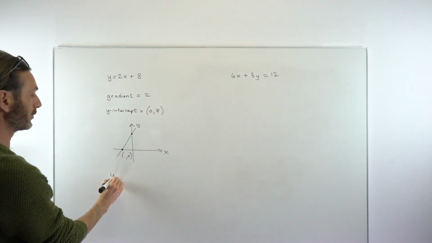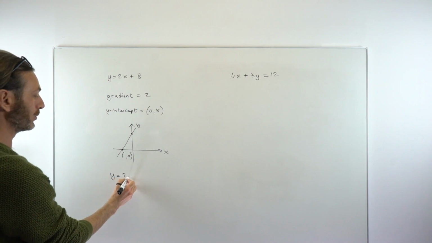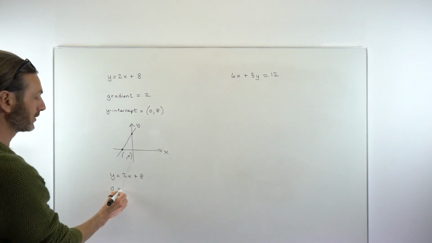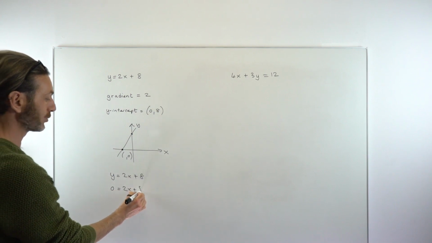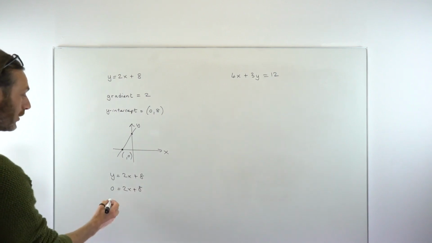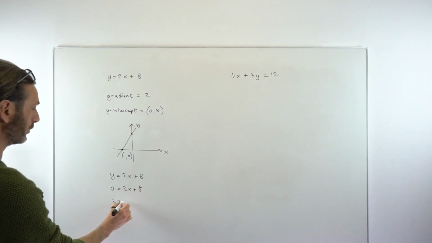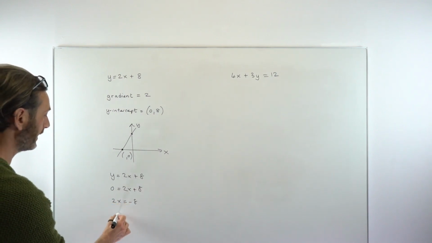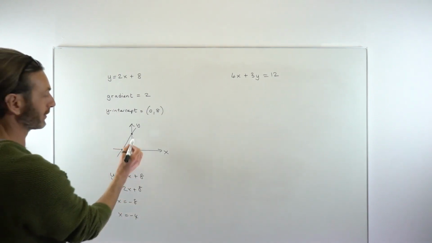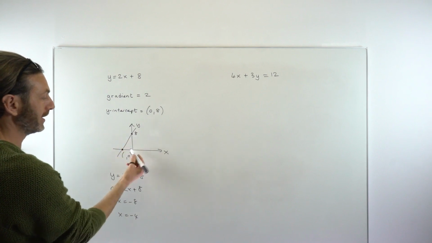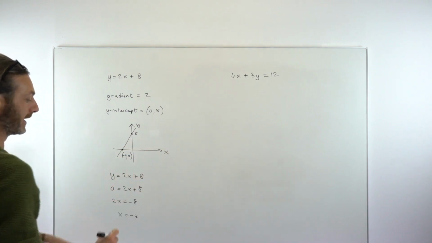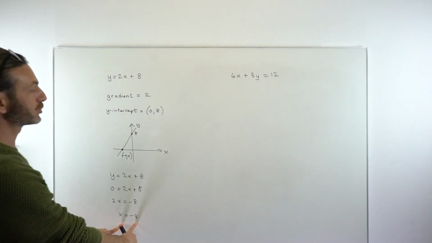So if we go back to our original equation, which is y equals 2x plus 8, substitute in the 0 for y. As soon as we do that, we've made it into essentially a little equation to solve to get the x value. If we solve that equation, we would get 2x equals negative 8, x equals negative 4. And you can see that fits into the diagram, because if that point there was 8 up the way, that could be 4 to the left, 4 back the way. So that's how we find the x-intercept.